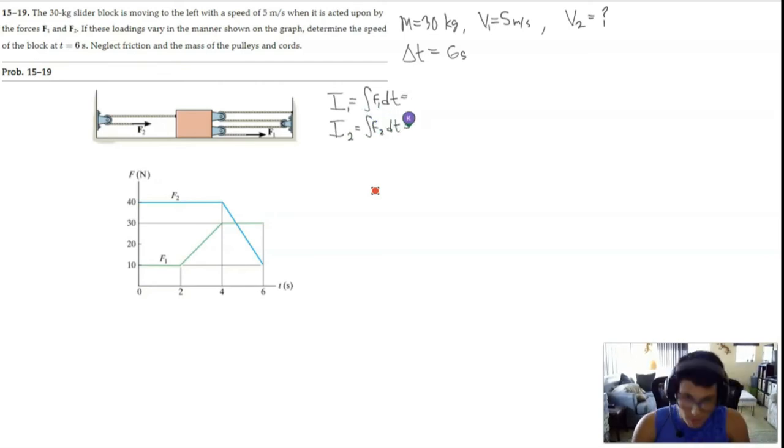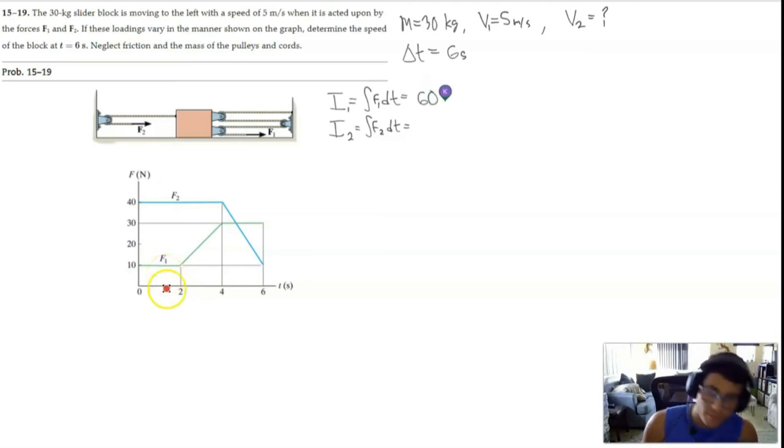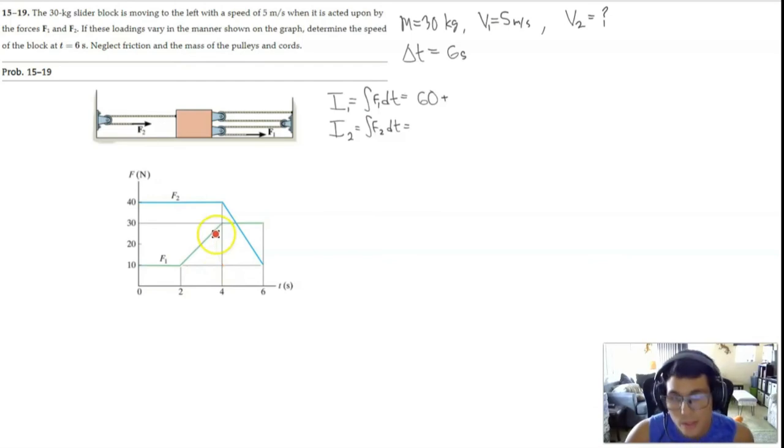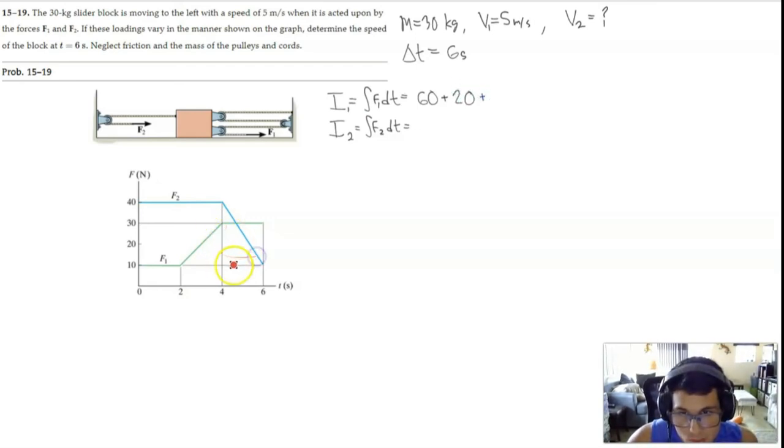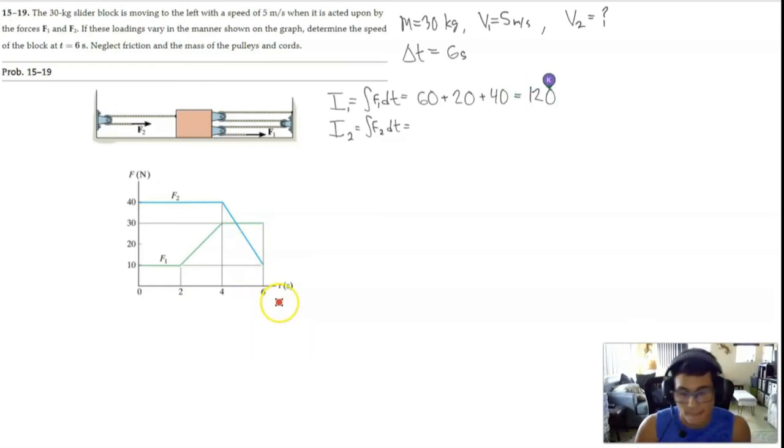Okay. So for F1, we have this whole square area under here, which is a length of 6 and a height of 10. So 6 times 10 is 60. And we have a triangle here, which is 2, and it goes up 20. So 20 times 2, 40, and since it's a triangle, 40 divided by 2 is 20. Okay, one more area to find. This box here, which is 2 by 20, which is 40. So 60 plus 20 plus 40, that is 120.